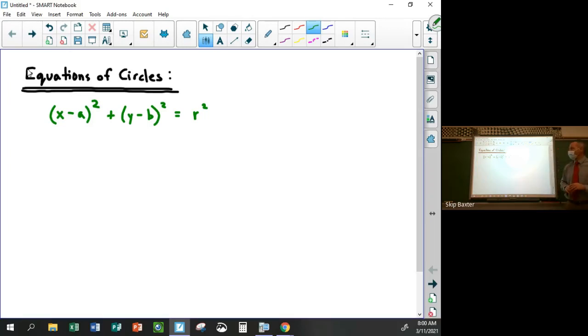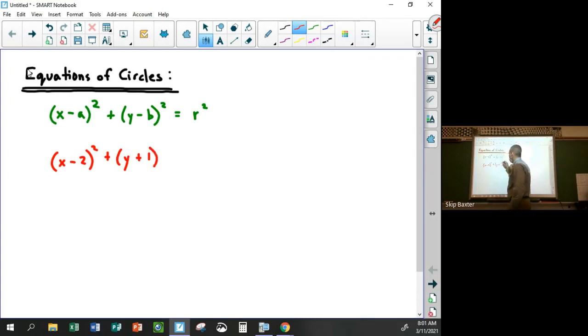And so the question we're going to address today is, what if the equation of the circle is not in standard form like this? Like, for example, suppose I have a circle that the standard form equation is x minus 2 squared plus y plus 1 squared equals 9, something like that. I can easily find the center and radius of this circle, right? The center is 2, negative 1, and the radius is 3, correct?